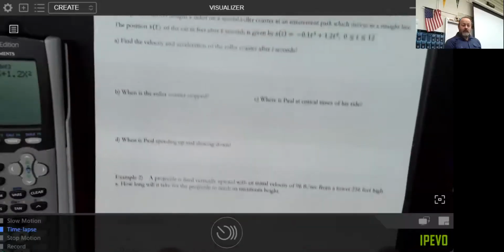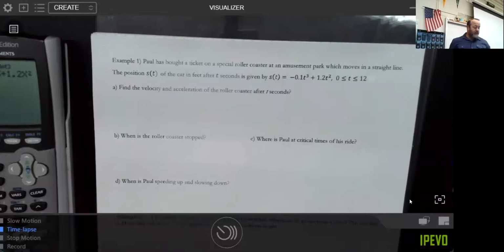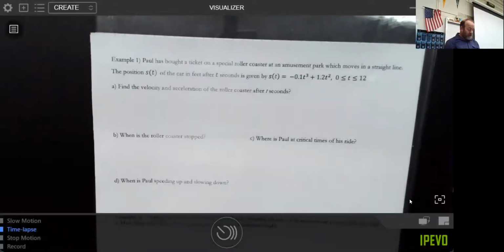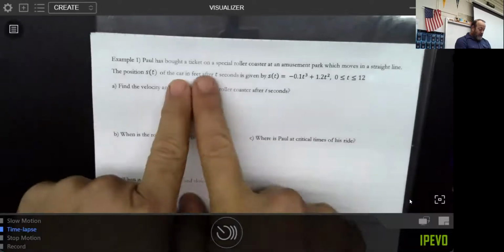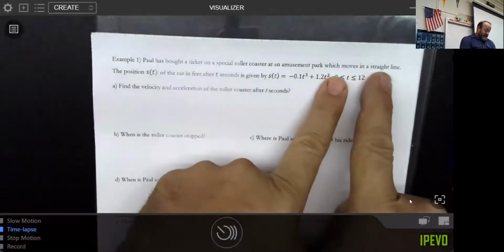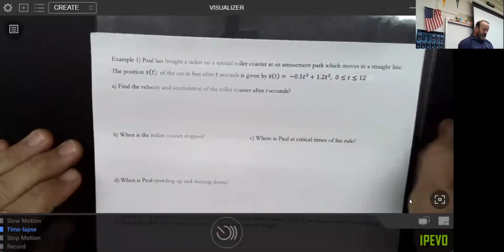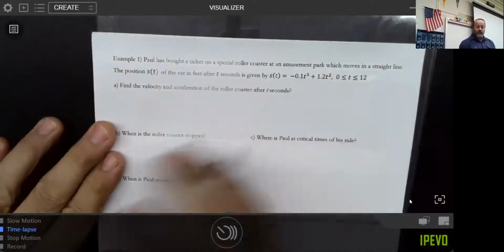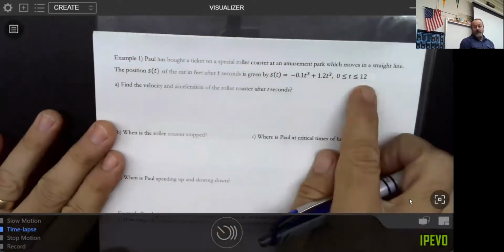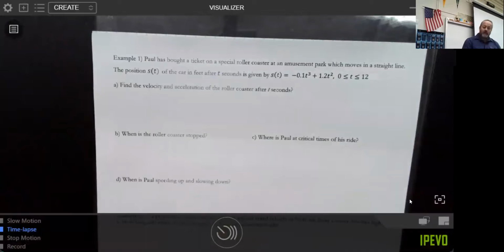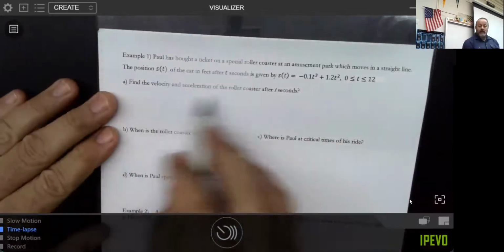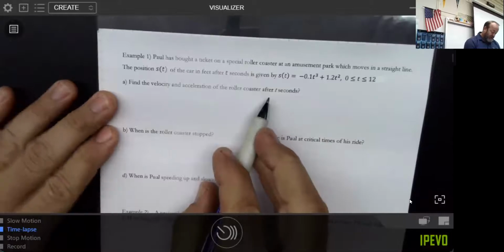Hopefully this is going to work. I actually made this video already and it just didn't quite happen. So we've got an interesting roller coaster here. It's maybe a vertical roller coaster where you go in a straight line, up and down or side to side. It doesn't really matter, but it's governed by this particular position equation for 12 seconds. That's just the ride, how long it will last. So we're going to find the velocity and the acceleration of this roller coaster after t seconds.